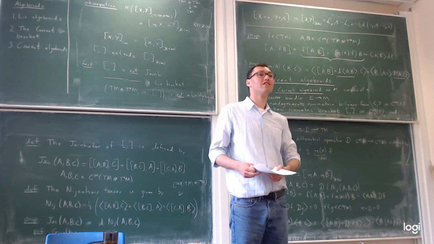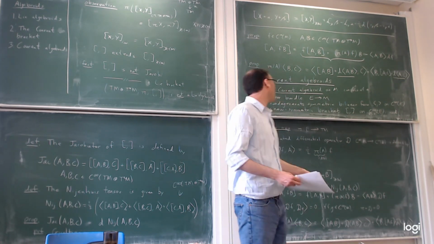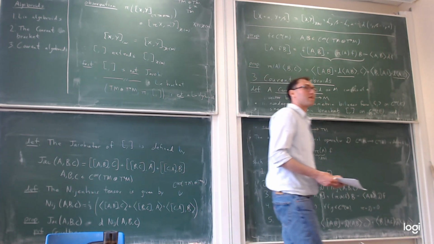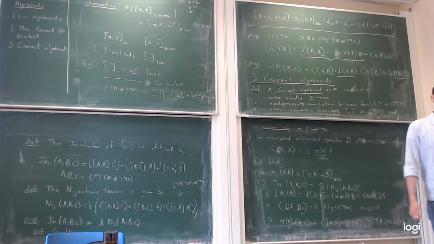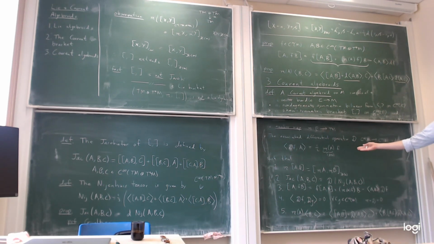Is the extended tangent bundle an example of a Courant algebroid? Yes. Well, at least in the development that we have here, it's the motivating example of a Courant algebroid. A Courant algebroid is basically something that looks like the extended tangent bundle with its canonical Courant bracket.